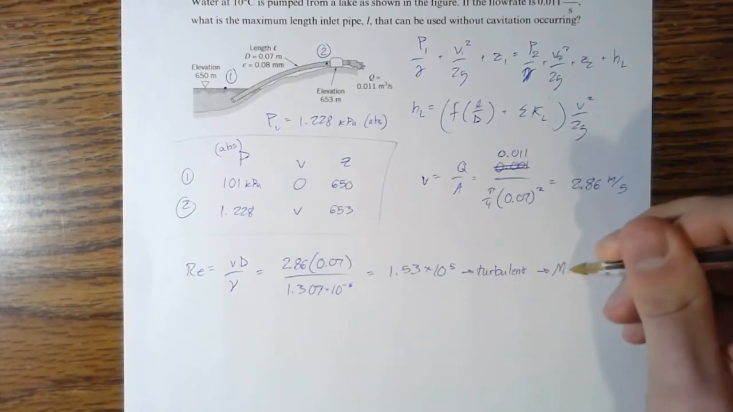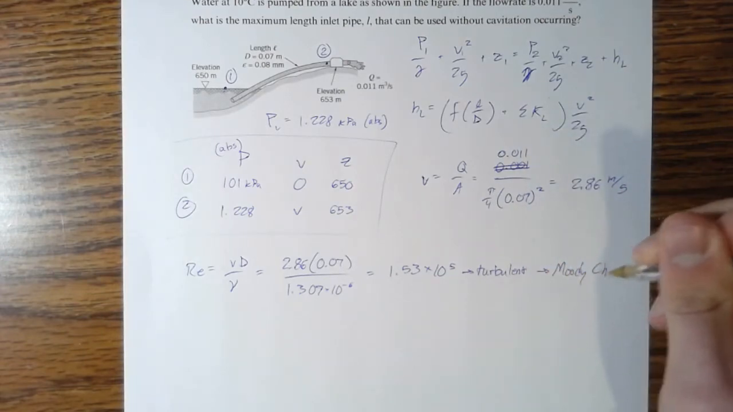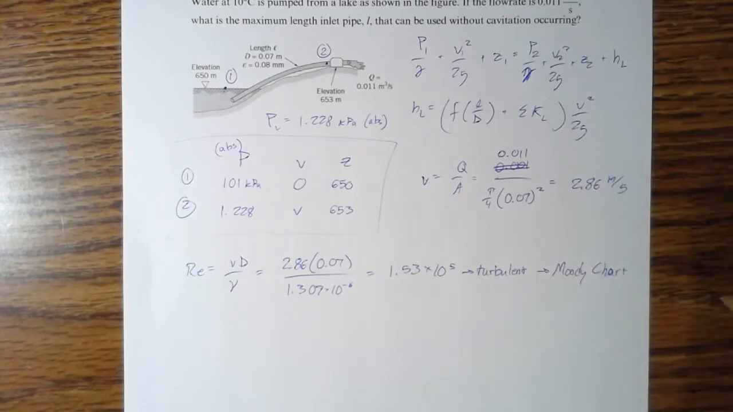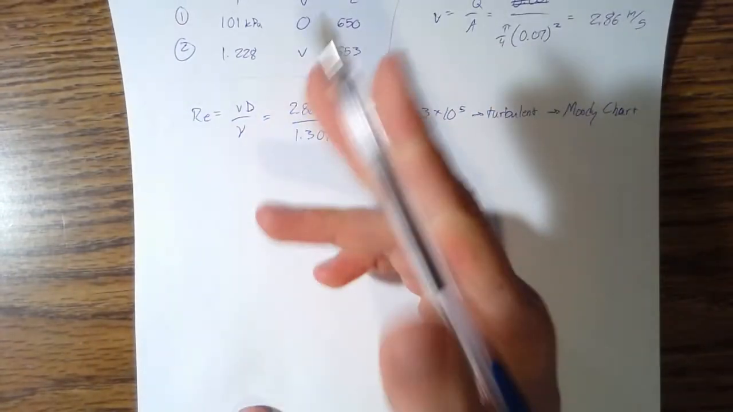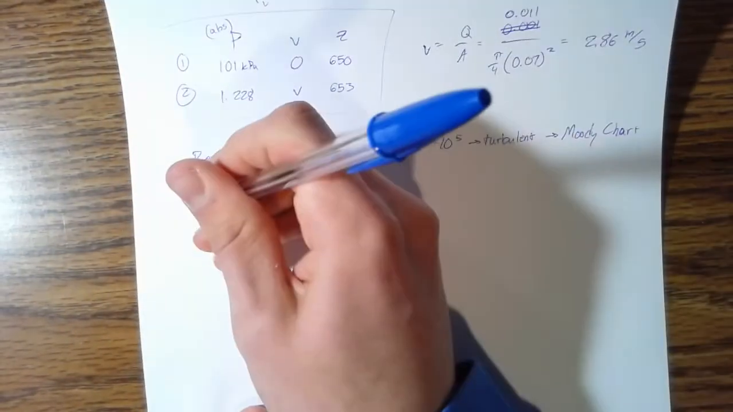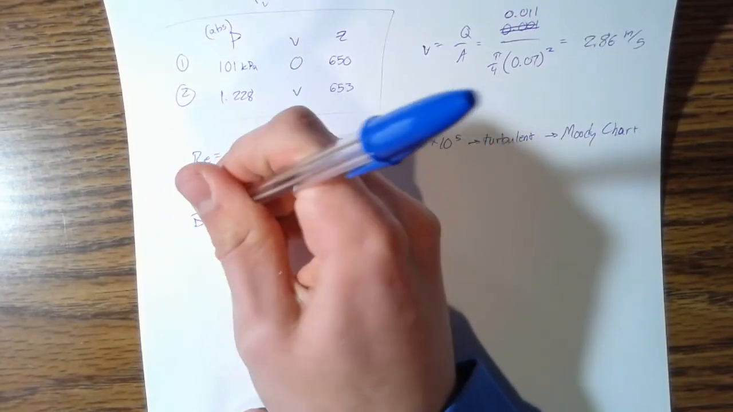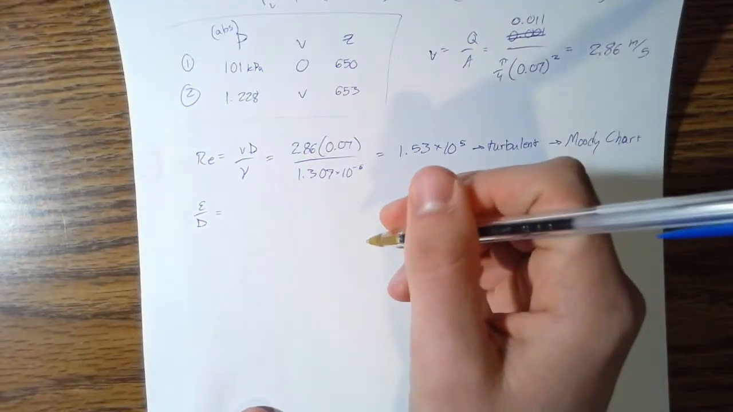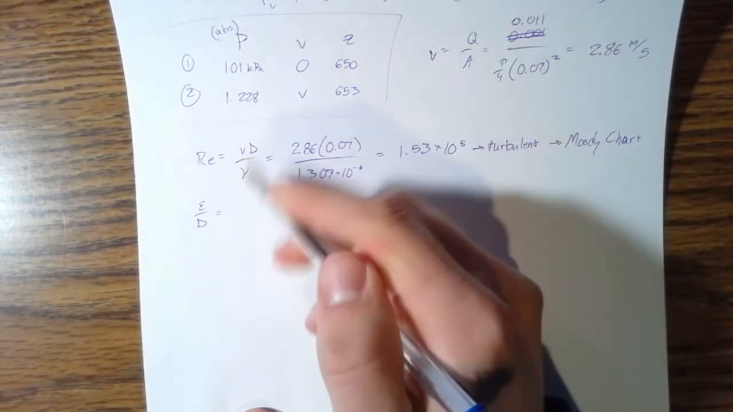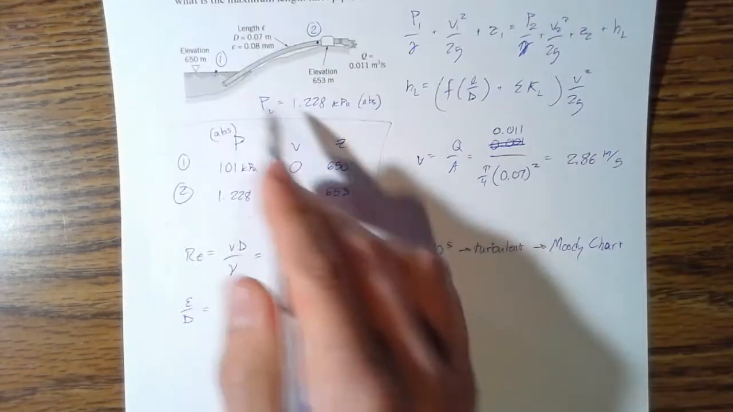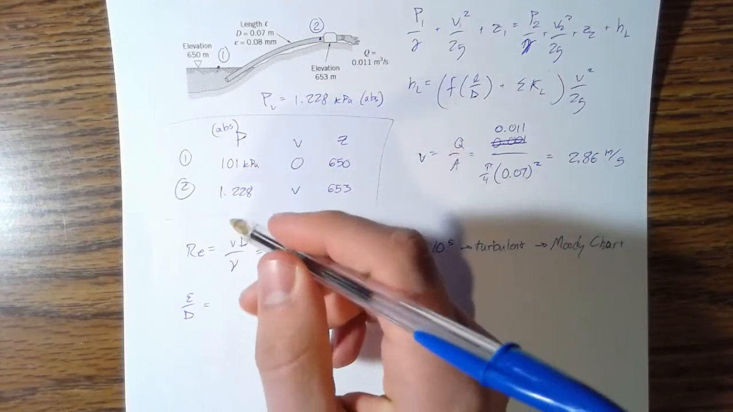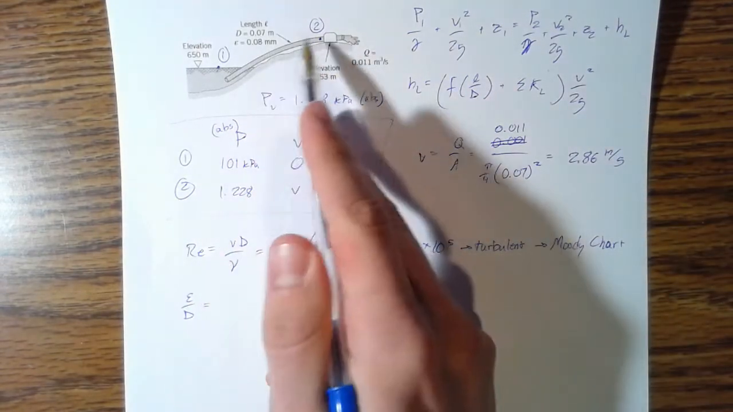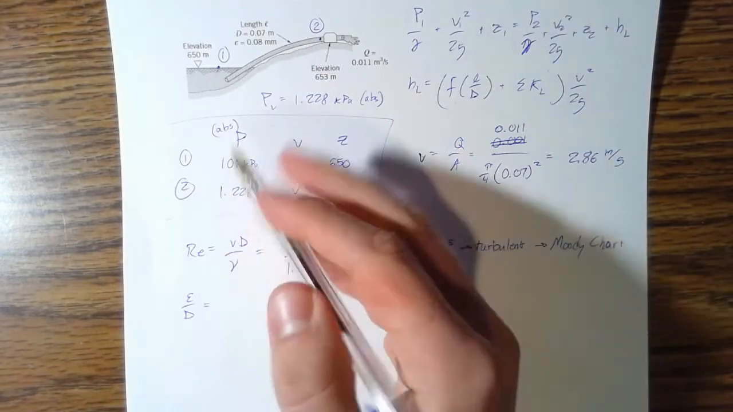which means we're going to use a Moody chart or the Colebrook and Haaland equations, but just for practice with the chart, I would suggest doing that in case you don't have a calculator that can do that for you. So if we're going to use the Moody chart, we're going to need epsilon over d. We're given an epsilon, we're not given the relative roughness. We're not given what the pipe is, but we have the number, so we don't have to bother with that.